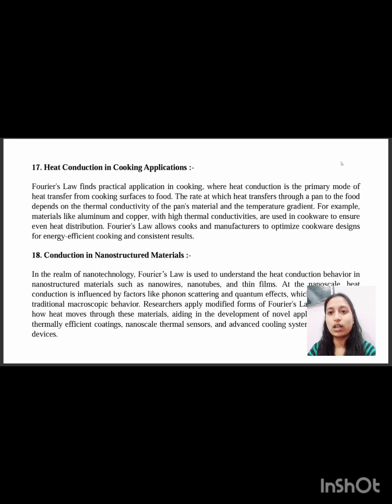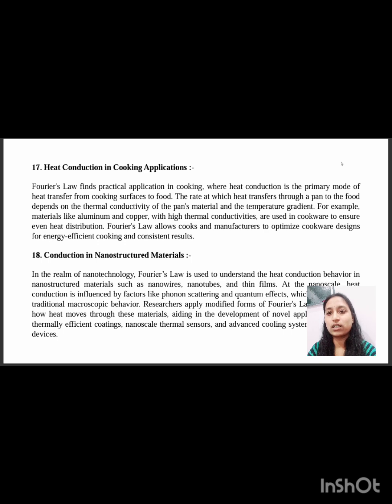18th one, conduction in nanostructured materials. In the realm of nanotechnology, Fourier's law is used to understand the heat conduction behavior in nanostructured materials such as nanowires, nanotubes, and thin films at the nanoscale.